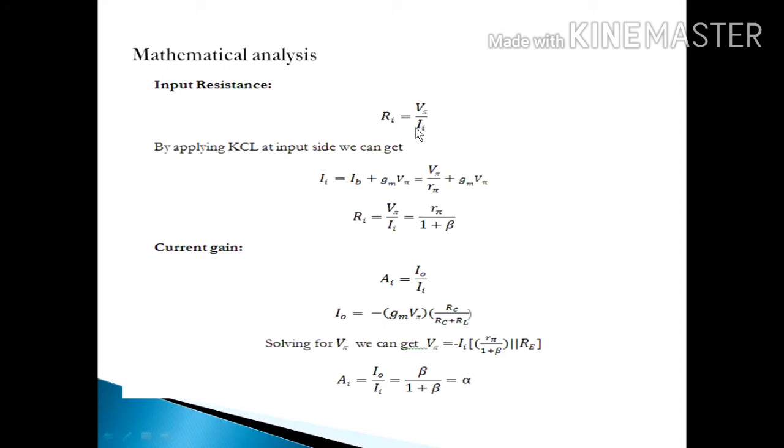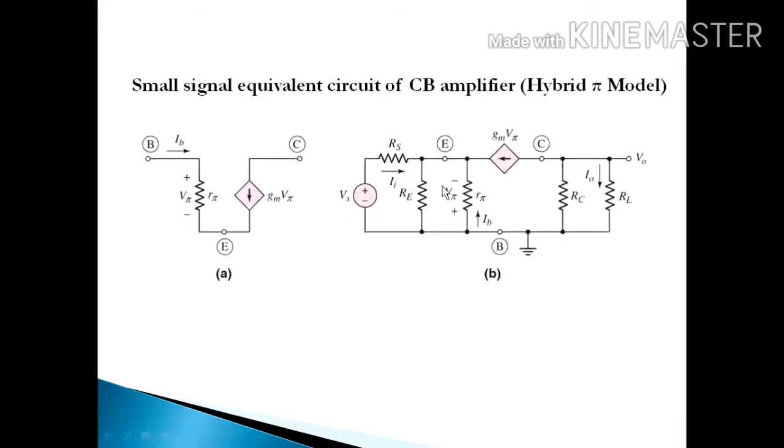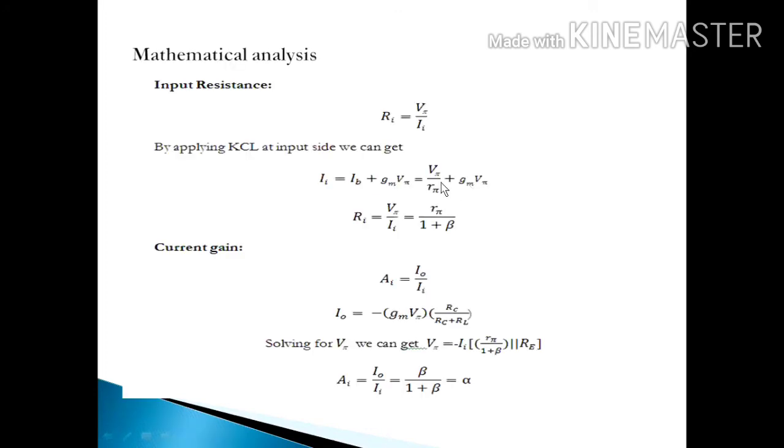For finding out the Ii value, we have to apply the KCL across your input loop. That means across your emitter node, you have to apply the KCL. When we apply the KCL, we have a double current possibility with respect to the emitter node, IB plus gm into V pi. And IB can be replaced with V pi divided by r pi. By simplifying this, you can calculate the input resistance of your CB amplifier. Ri is equal to r pi divided by 1 plus beta.